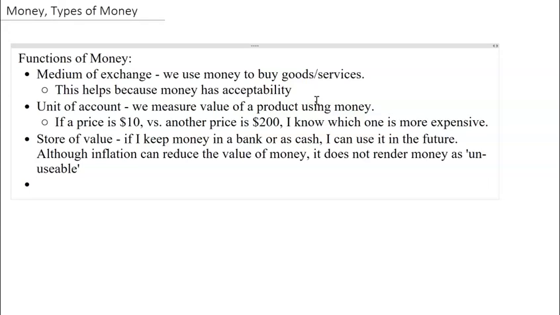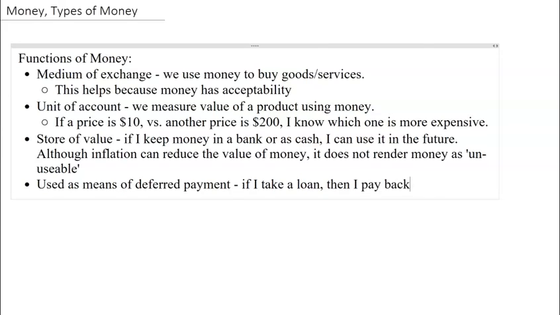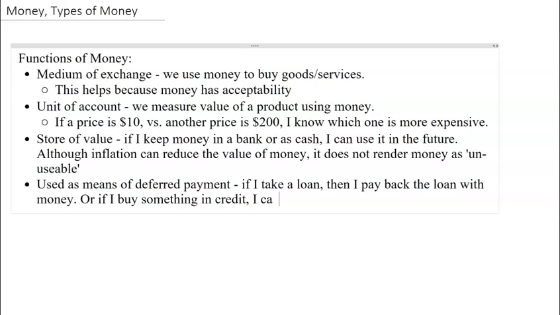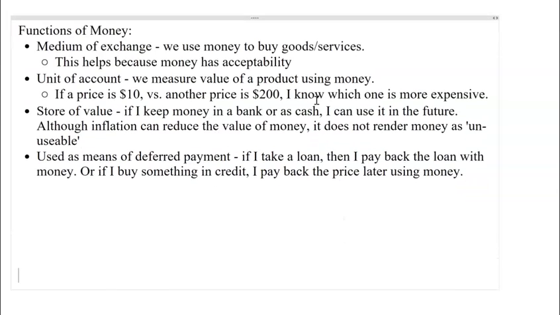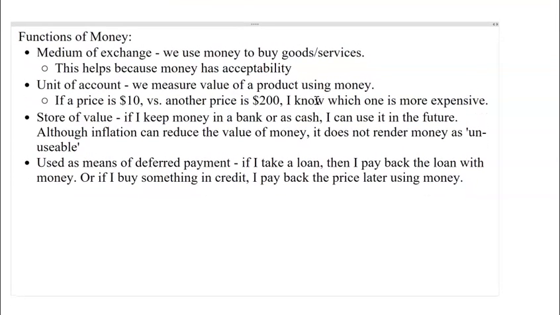Finally, in some books they have this: money is used as a means of deferred payment, which means that if I take a loan, then I pay back the loan with money. Or if I buy something on credit, I pay back the price later using money. So I use money to pay off my debt and to fulfill my credit obligations.